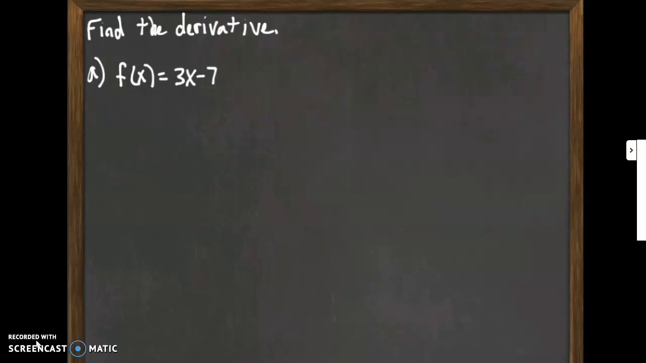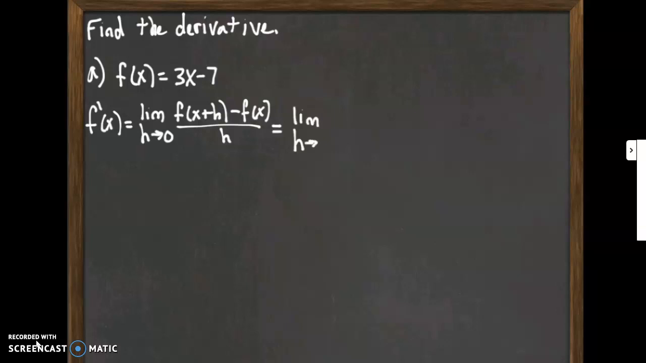So let's consider this problem here. f of x equals 3x minus 7. Once again, remember the derivative formula is the limit as h goes to 0 of f of x plus h minus f of x, all that divided by h. So we need to evaluate. So we go ahead and we do the limit as h goes to 0.